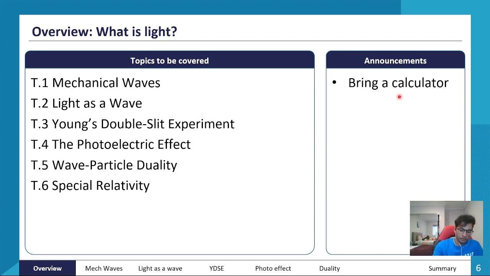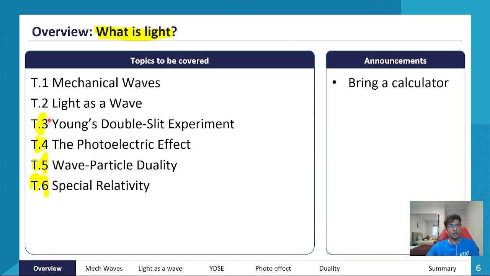The main question that we're answering in Unit 4 is: what is light? We want to know, is light a wave or is light a particle? I'll give you a quick spoiler alert. It's neither, it's both. Light is both a wave and a particle, and you'll see why that makes sense and why that kind of doesn't make sense. We're going to go through special relativity, wave-particle duality, the photoelectric effect, and Young's double slit experiment.